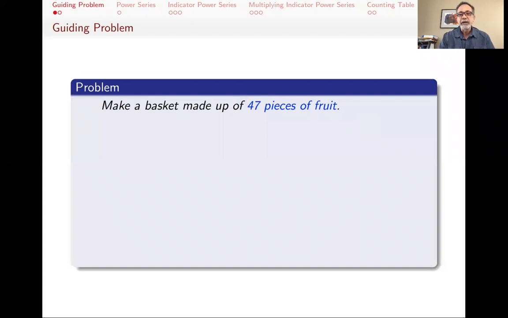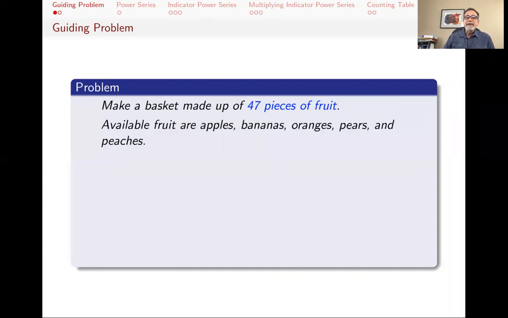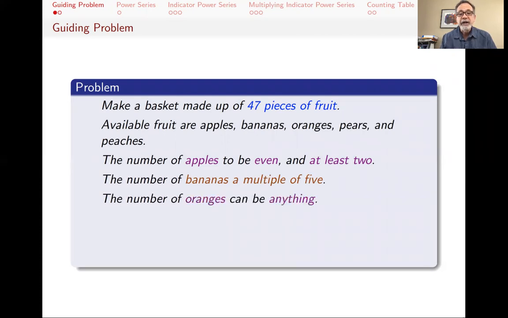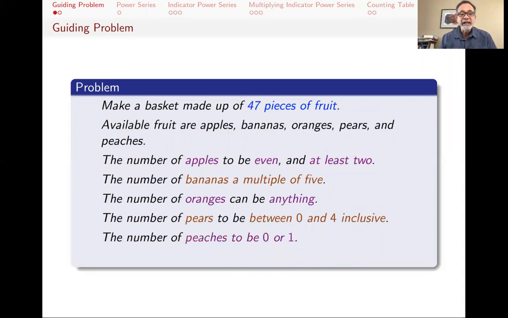Let's say that you want to make a basket made up of 47 pieces of fruit. You're going to have apples, bananas, oranges, pears, and peaches. The number of apples is going to be even and at least 2, so 0 is not allowed. You have to have at least 2 apples. The number of bananas has to be a multiple of 5. The number of oranges can be anything you like. The number of pears is between 0 and 4, so it can be 0, 1, 2, 3, or 4. And the number of peaches has to be 0 or 1.